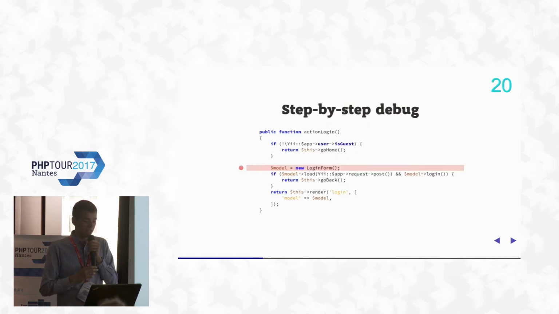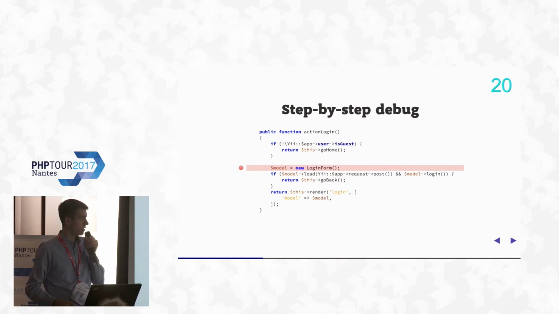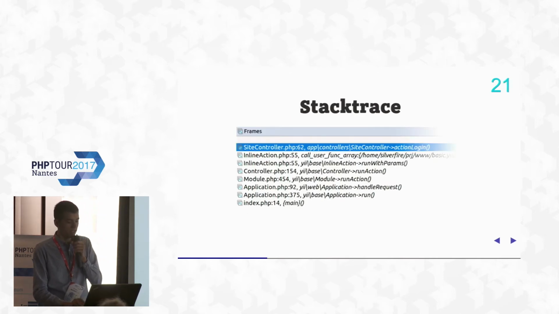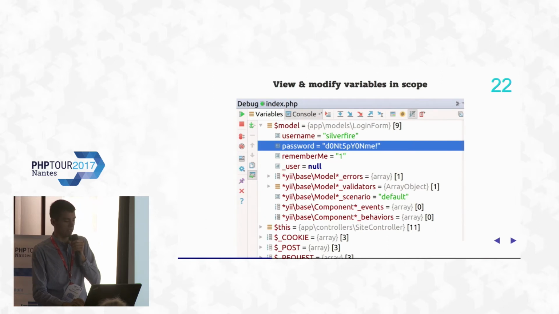And step-by-step debugging, you just put a breakpoint, wait until it hits, and you can see a stack trace. You can view and modify variables in the scope. And that's a good thing. It's an amazing tool for debugging.